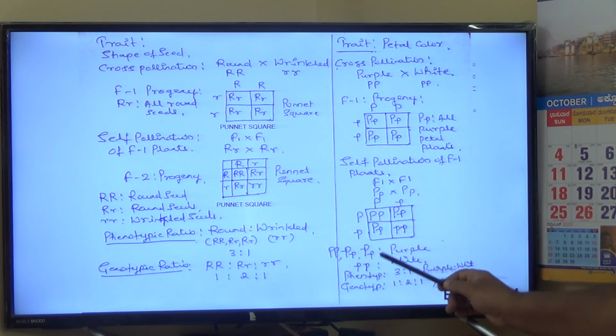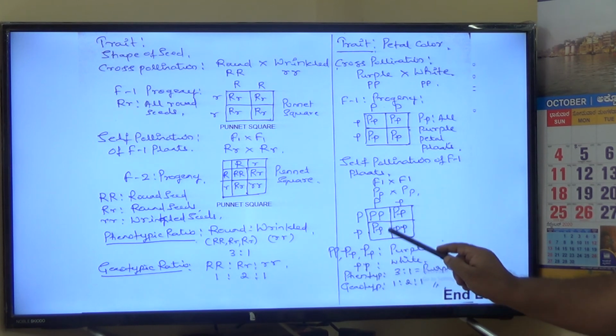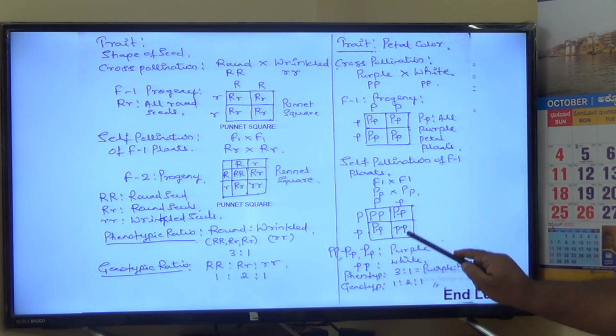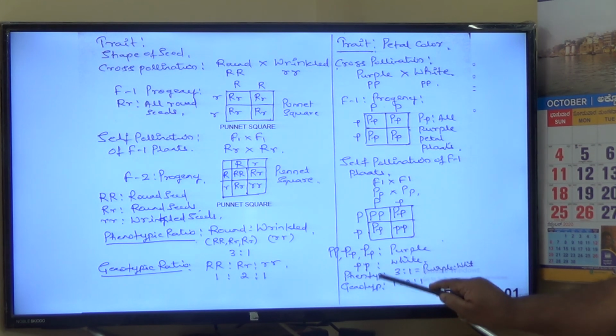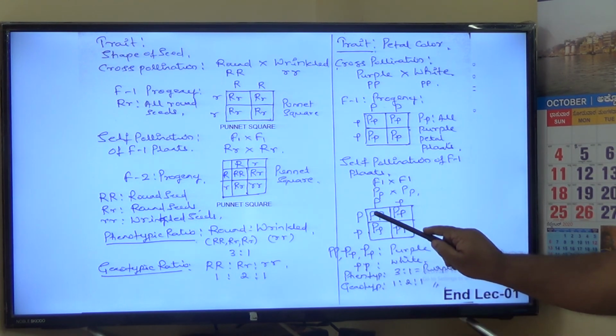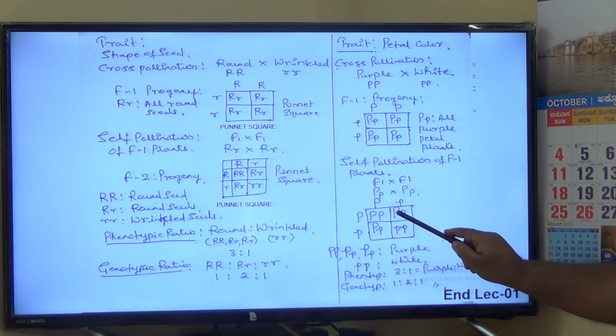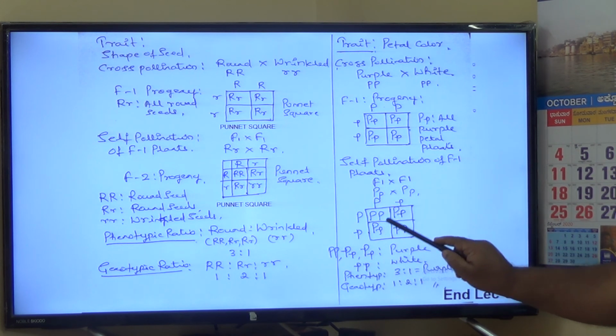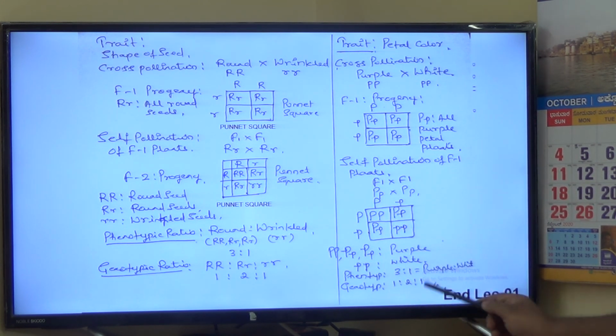Combine this. The phenotypic ratio, that is purple to white. See here, this one and this one and this one are purple color because capital P is present. Small p small p, this is white. So the phenotypic ratio, purple to white, is 3 is to 1. The genotypic ratio is PP is to capital P small p is to small p small p, 1 is to 2 is to 1. This is the genotypic ratio.